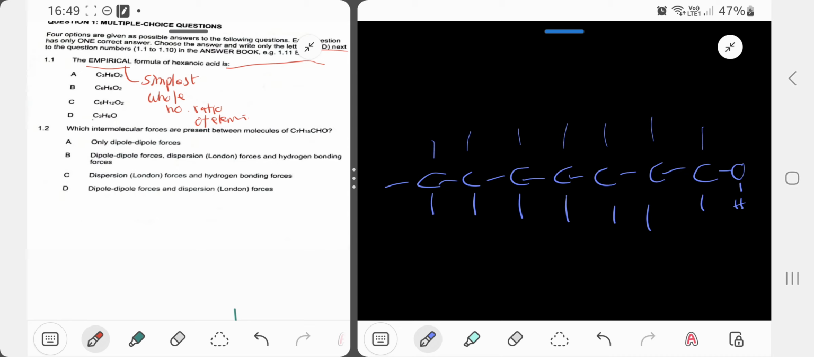But the main thing that we need to understand is that London forces are found in all organic compounds. And then dipole forces are in all organic compounds except the alkanes, alkynes, and alkenes. Those are the only ones that don't have dipole. And then for hydrogen bonding, we only have exclusively two: your carboxylic acids and your alcohols. So what we see is that this alcohol that we've just drawn here has everything. It has this, that, and that.